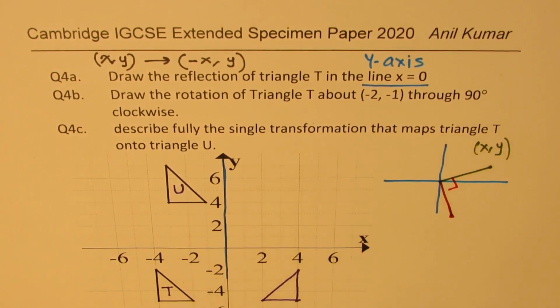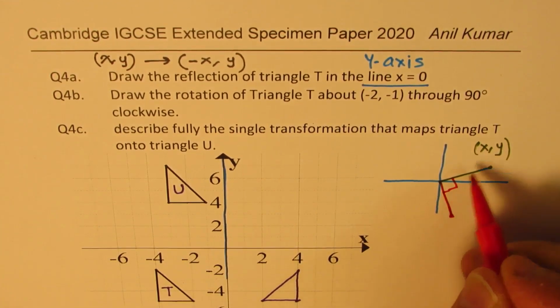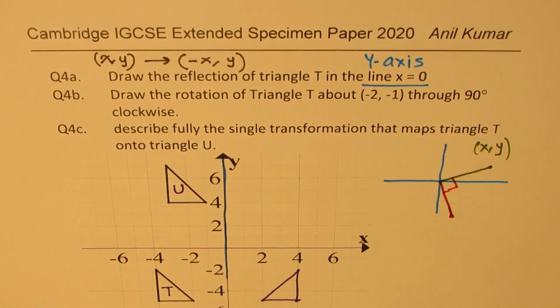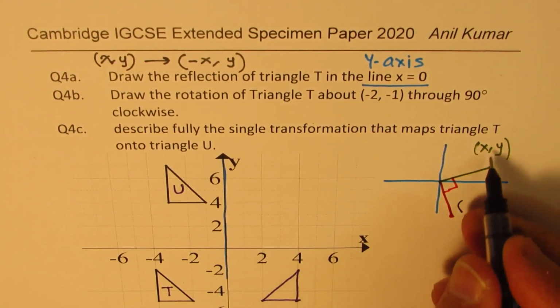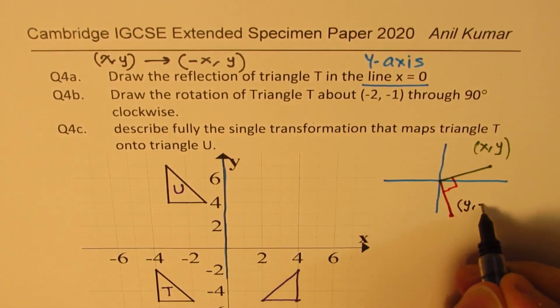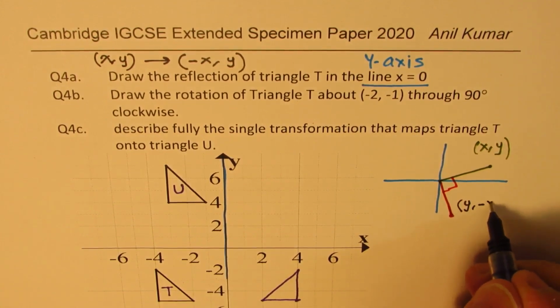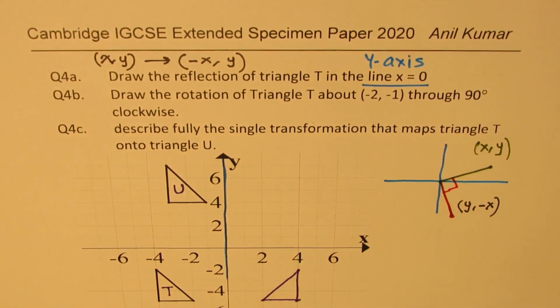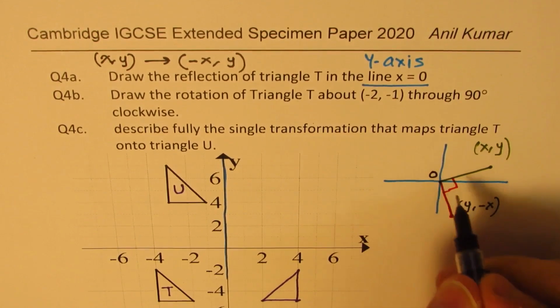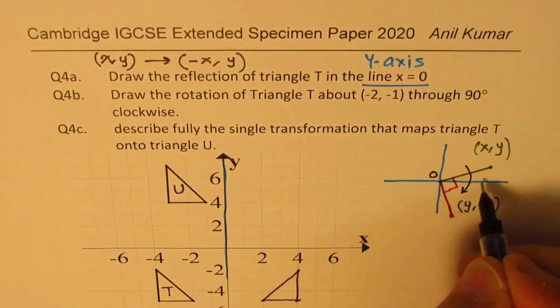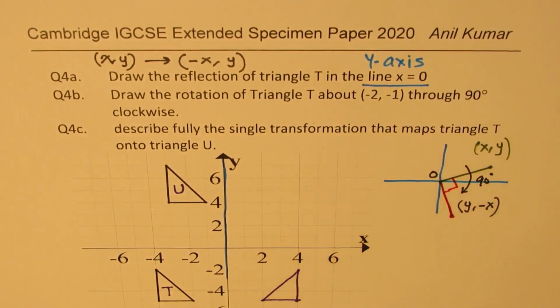Do you see that part? So that is how it will look after the reflection. And the new coordinates will be x and y changing places. So we get y, and you see the y value is negative, right? So that is the transformation. So that is what happens when you rotate 90 degrees clockwise.